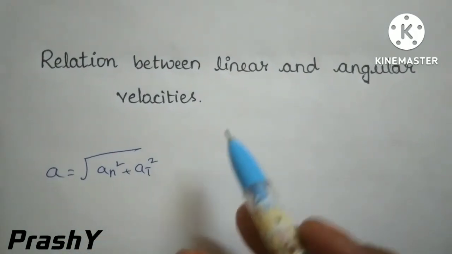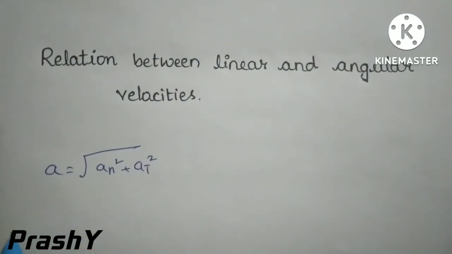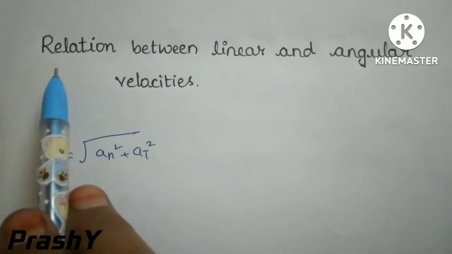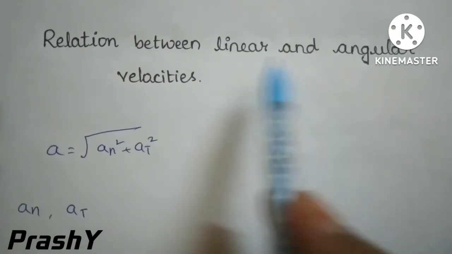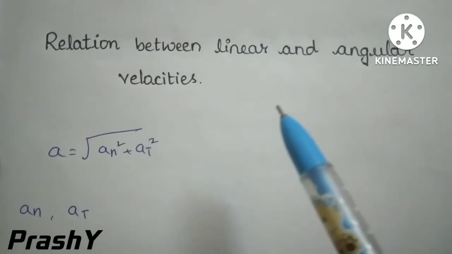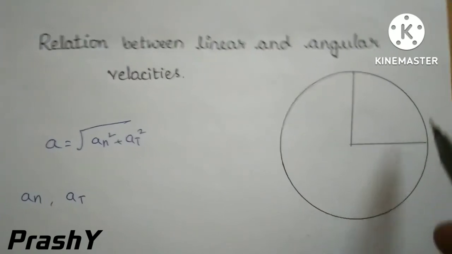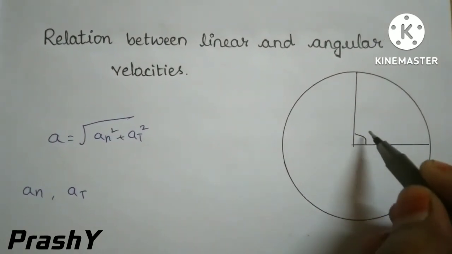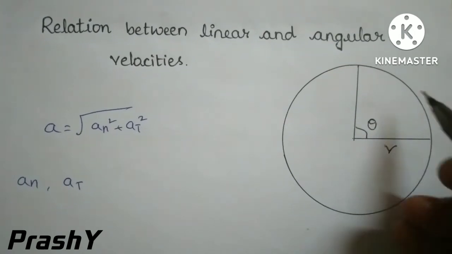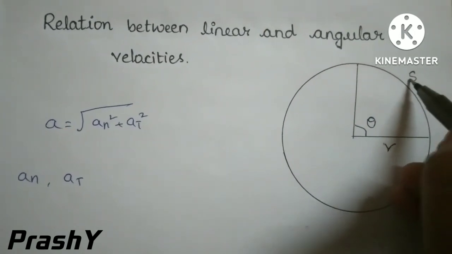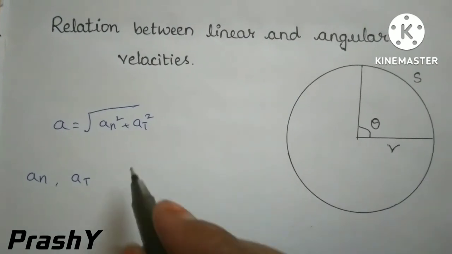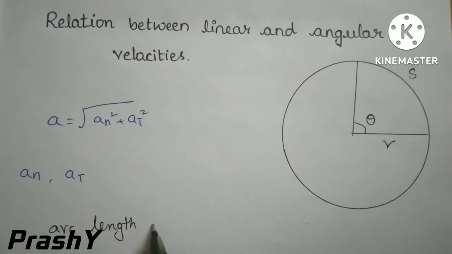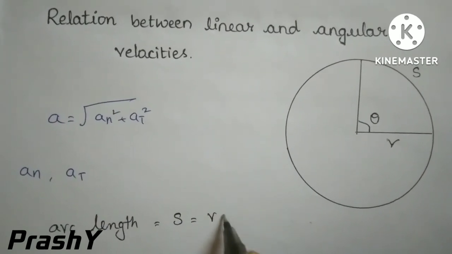So now let us find out the relations and the formulas for an and at. Before going to that, first let us find out the relation between linear velocity and angular velocity. If a particle is moving in a circle with a radius r, then this is the angle theta, and the angular displacement will be s. S is the arc length here. So arc length s is equal to r theta.